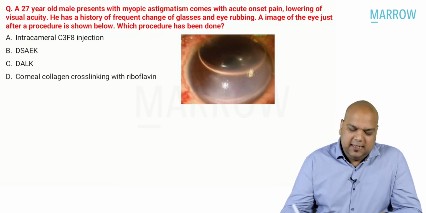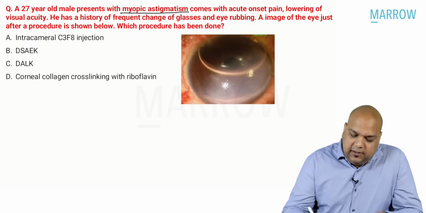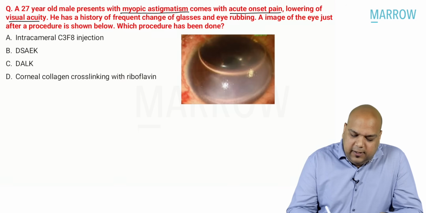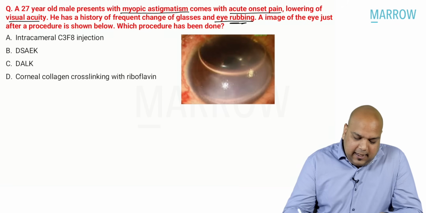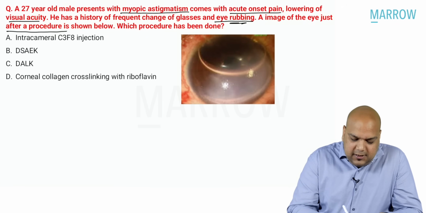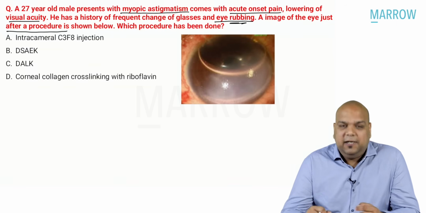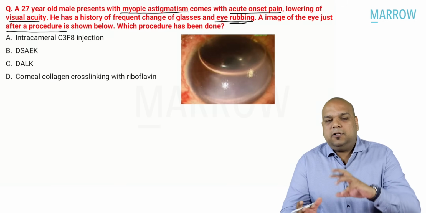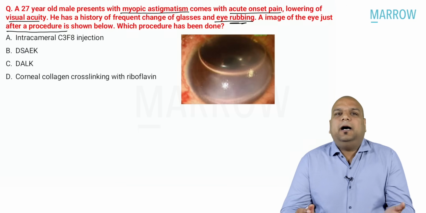A 27-year-old male presents with myopic astigmatism. First clue. Comes with acute onset pain, lowering of visual acuity, that means loss of vision. He has a history of frequent changes of glasses and eye rubbing. An image of the eye just after a procedure is shown. Which procedure has been done? Before that, what is the diagnosis? That's the key here. That is why it was a curveball. It was slightly something which we do not expect to be asked, very frankly.